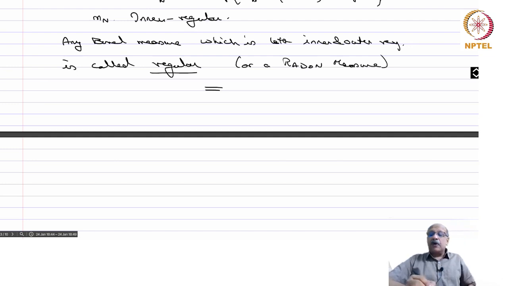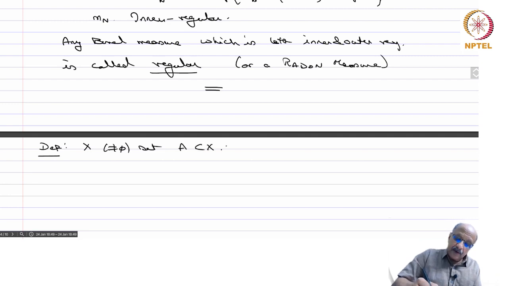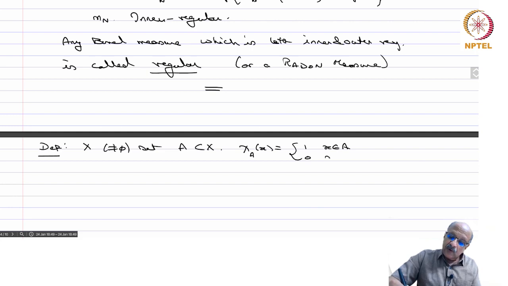Now we move to approximation of functions involving measurable sets. So definition. So we have X, any set A contained in X, then we know what chi A of X is: equal to 1 if X belongs to A and 0 if X does not belong to A. Okay.